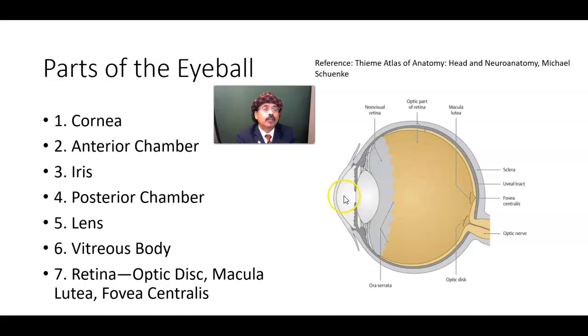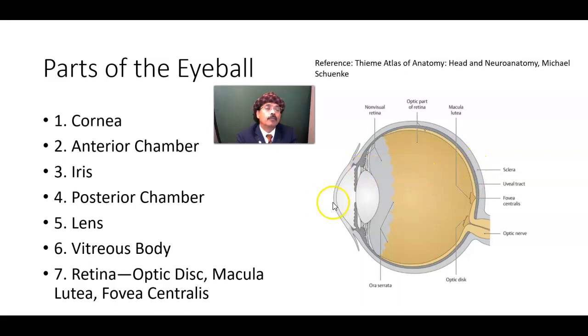This is the anterior chamber. This is the posterior chamber. We can call it the vitreous compartment. Okay, that is that. And this is the retina. This is the choroid. This is the sclera. Okay, and we have other structures like the ciliary body here and the suspensory ligament for the lens here.